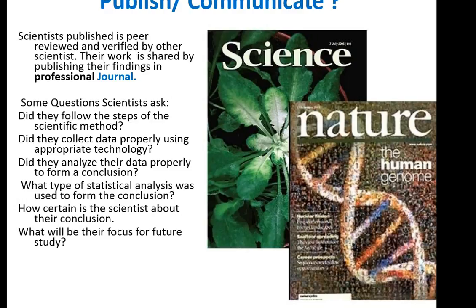Some of the questions that scientists would ask about a scientific work are: did they follow the correct method? What was the control? Did they measure what they're saying they measured? Does their data really show a trend, or what was their statistical analysis? How certain is the scientist about their conclusion? Could there be a future study? Could there be an experimental error, and so forth? So these are again steps that generally all scientists would follow, and we use this to find solutions and to use evidence to support scientific knowledge.